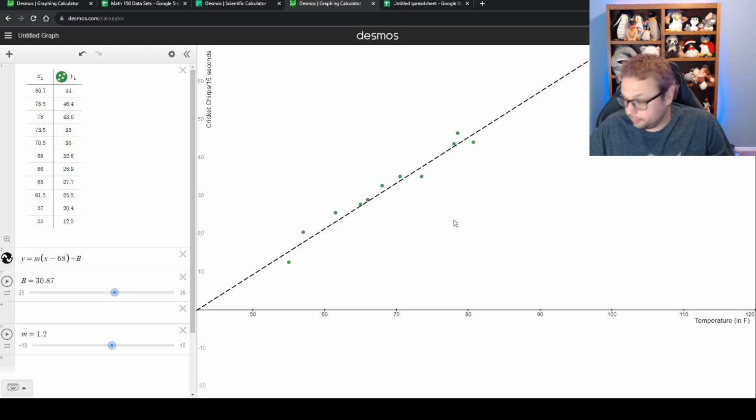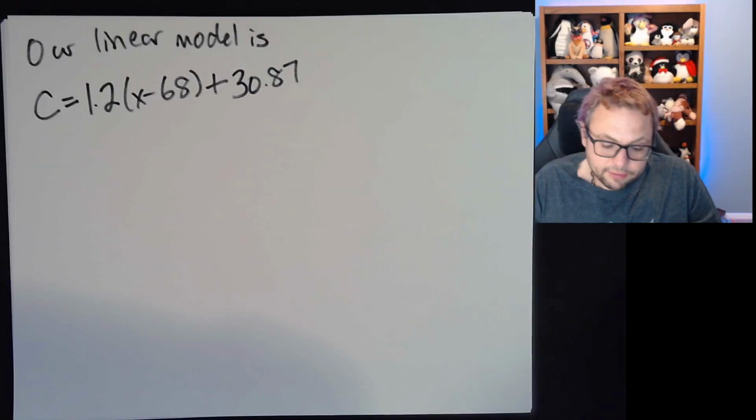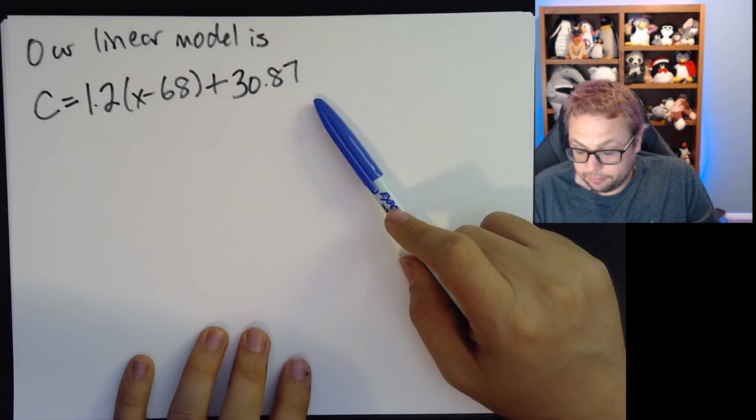That's our linear model. So our linear model is chirps equals 1.2 times (x minus 68) plus 30.87. And the 87 is probably more decimal digits than we really need. So here I've written down what our linear model is that we found.